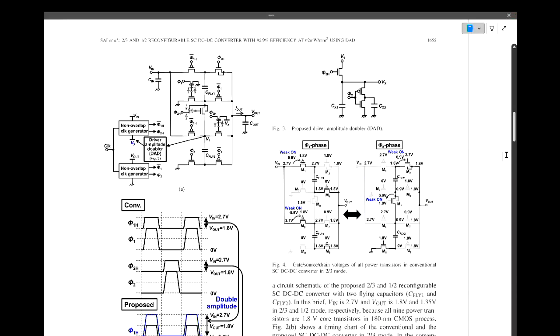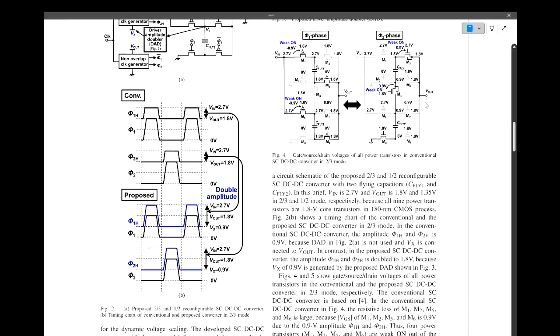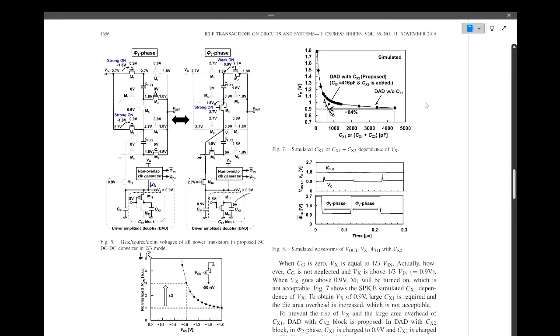So this work is actually trying to enlarge the gate source voltage, as in figure 5, to make the transistor work in strong on conditions, so that the converter can achieve about 93% efficiency and 62 milliamps per millimeter squared.